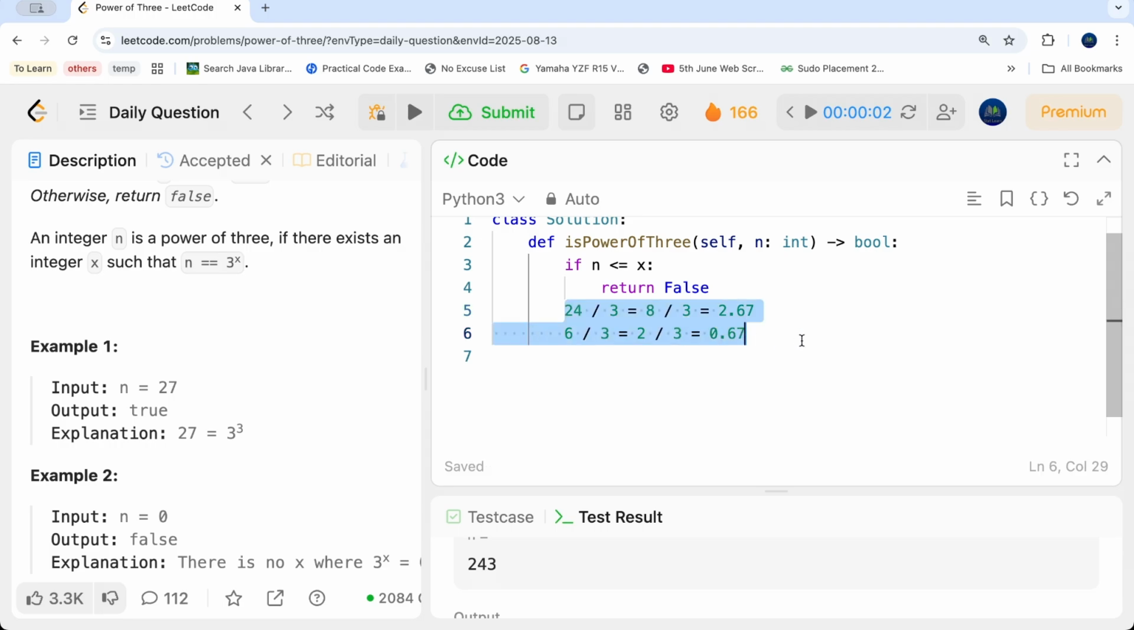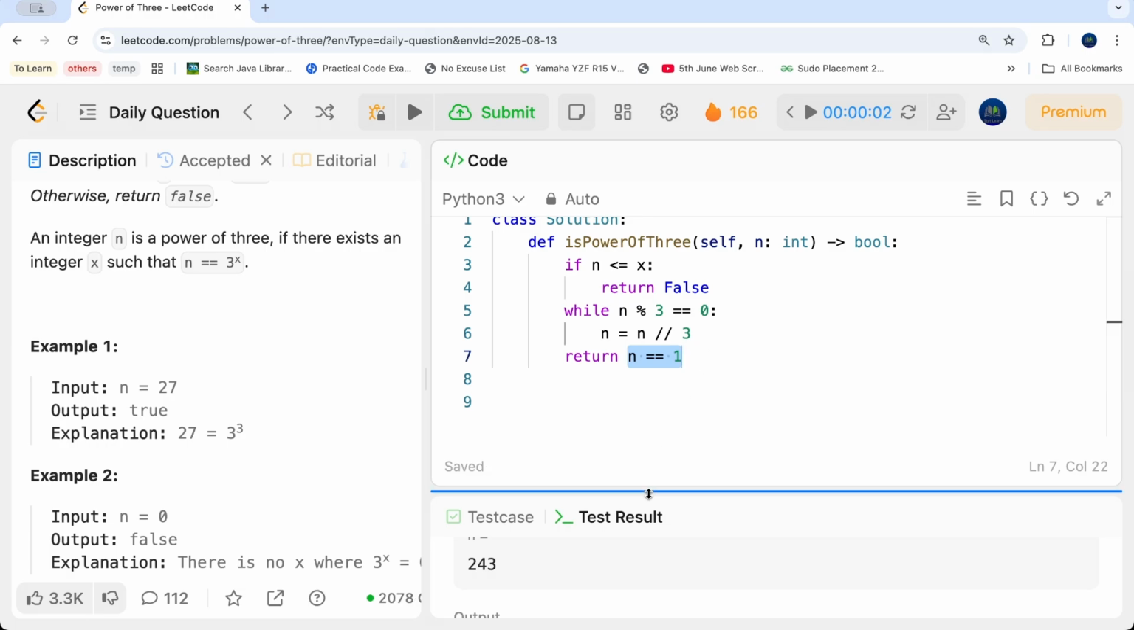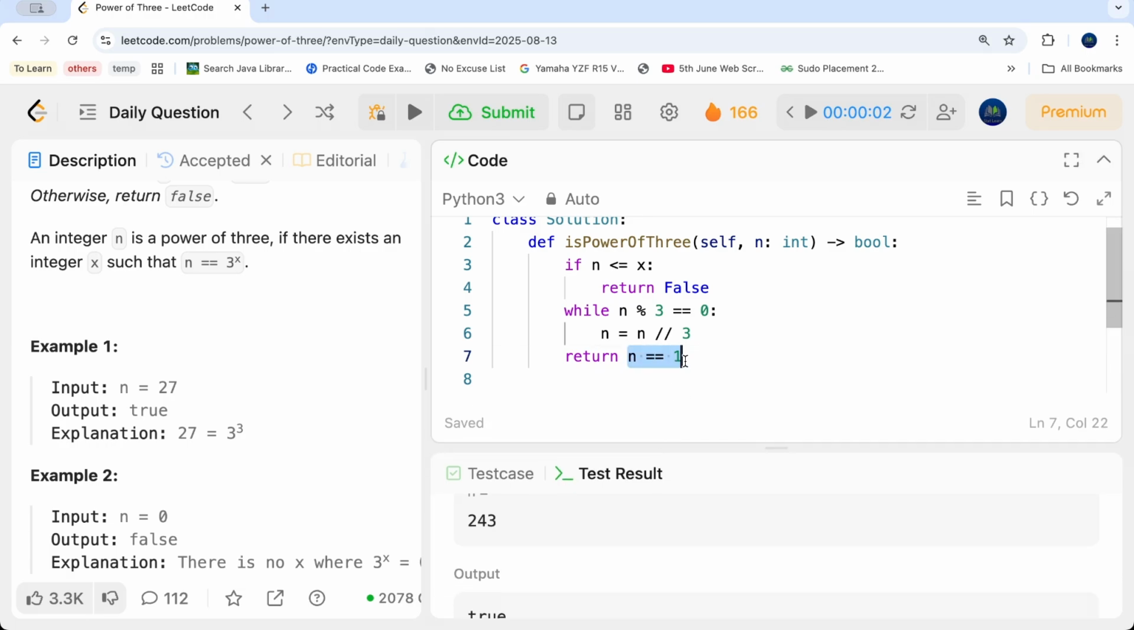So what we can basically do is run a simple loop. We can say while n mod 3 is equal to 0, that is, while we are able to divide n by 3 with no remainder, let's divide n by 3. So n will be equal to n divided by 3, and at last we can return n equal to 1, because for numbers which are a power of 3, n will be equal to 1 at the end.